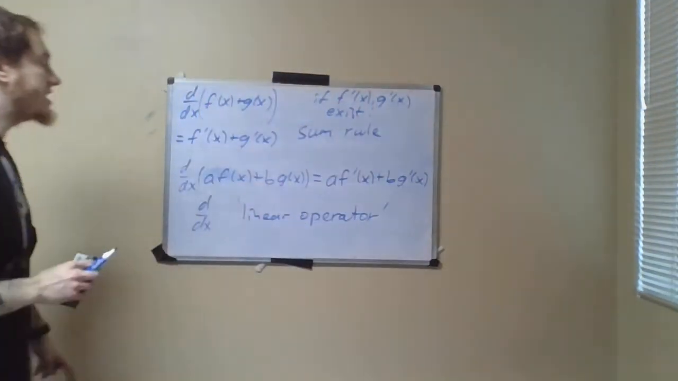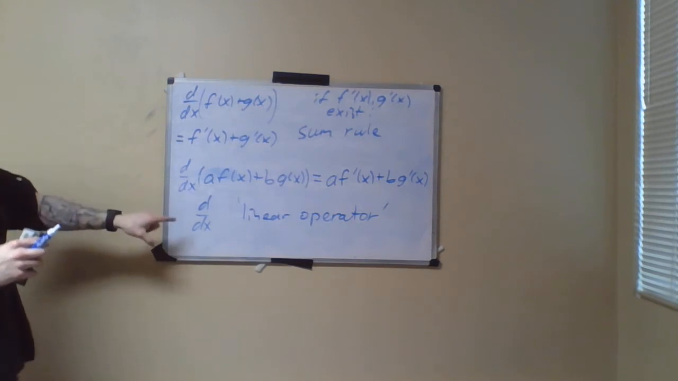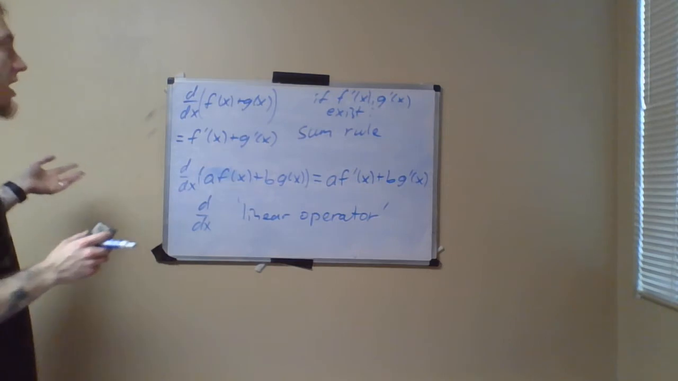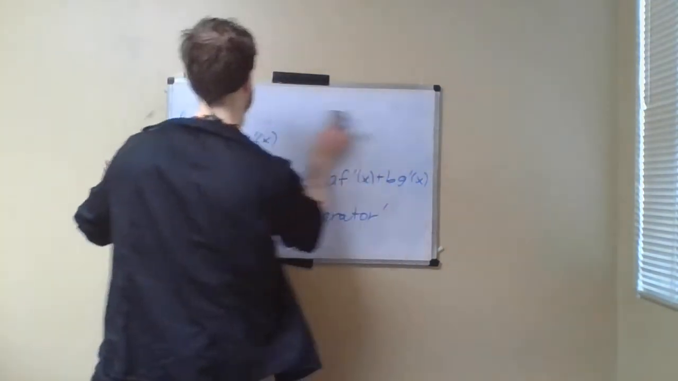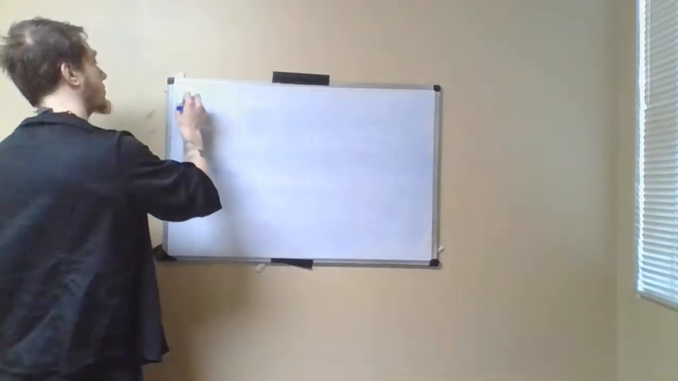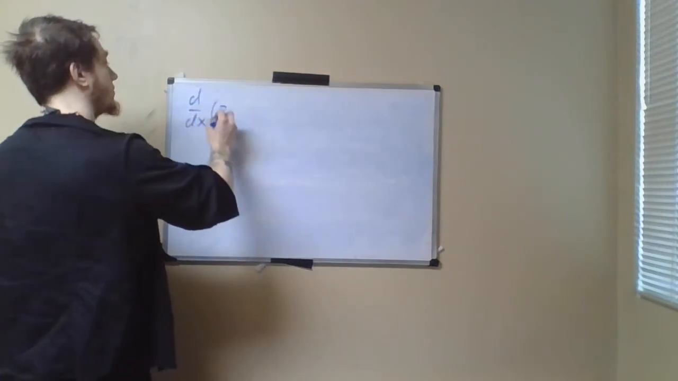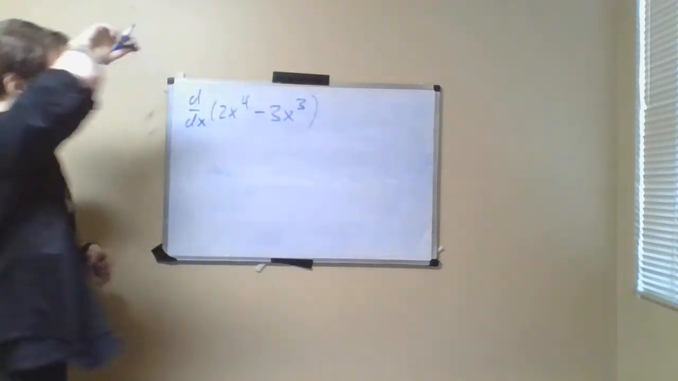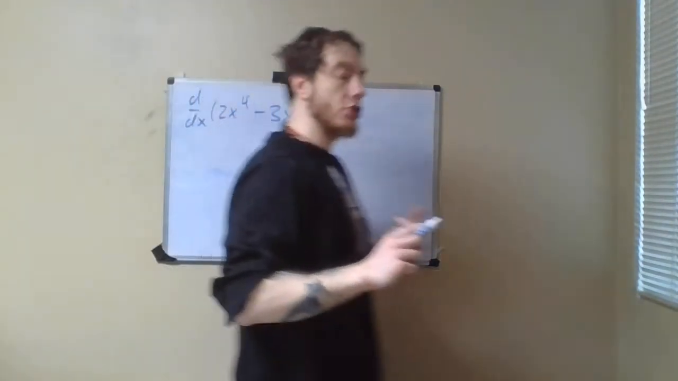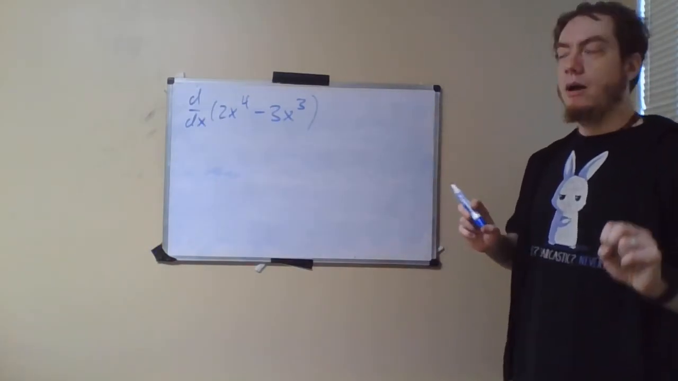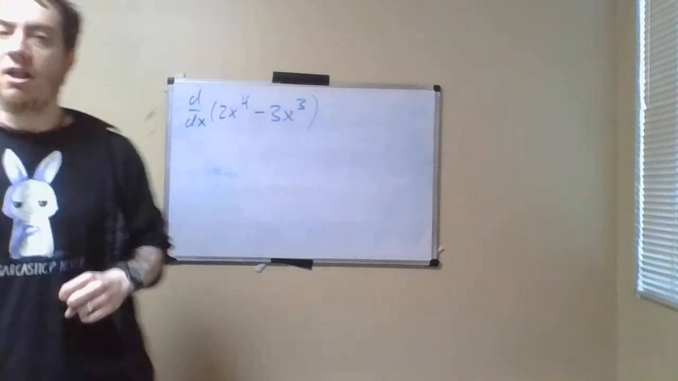Now, let's see how we can use the fact that the derivative is a linear operator together with our power rule to differentiate polynomials. So let's suppose that I wanted to compute the derivative of 2x to the fourth minus 3x cubed. Now, I could certainly go back to the definition of the derivative and try to work this thing out sort of by hand, so to speak. But I'm not going to do that. I want to try to apply these rules.